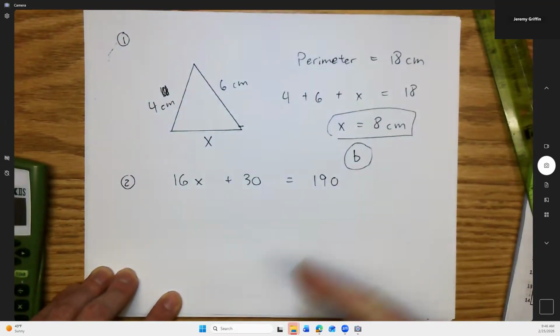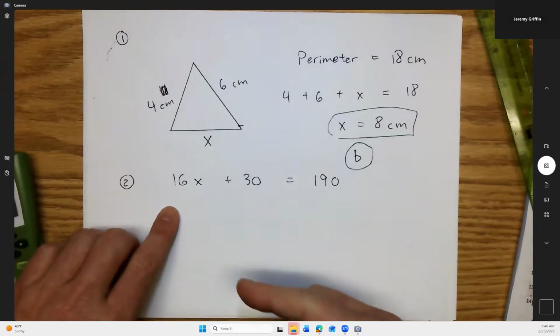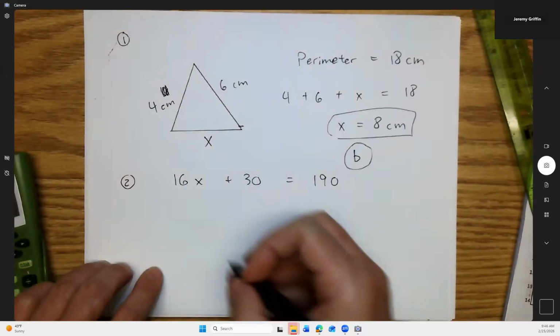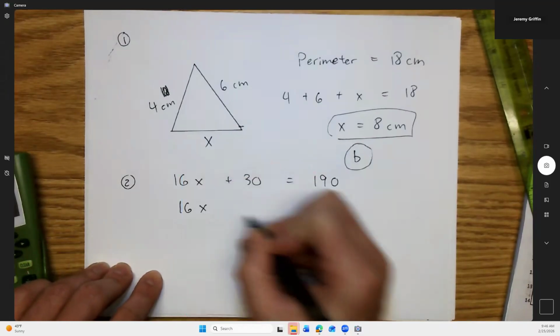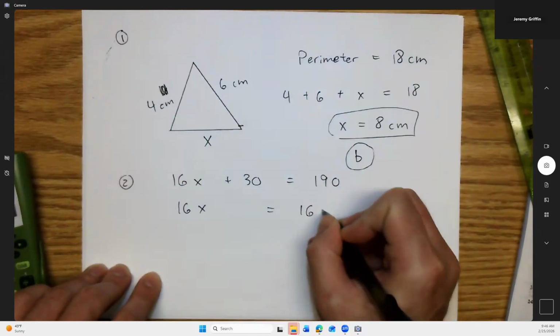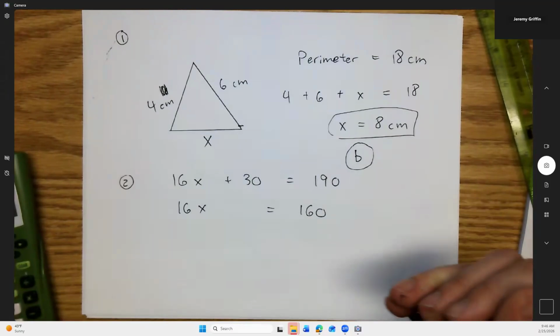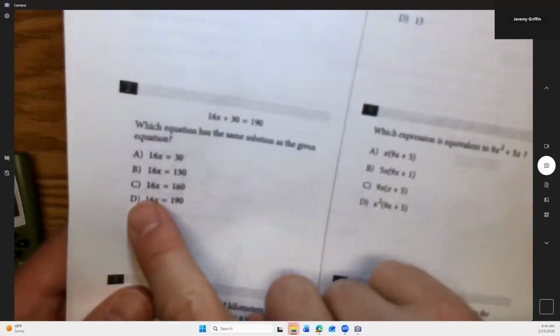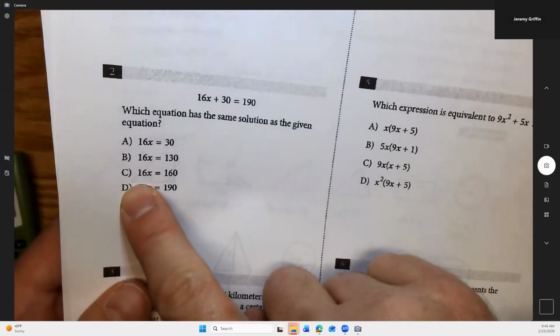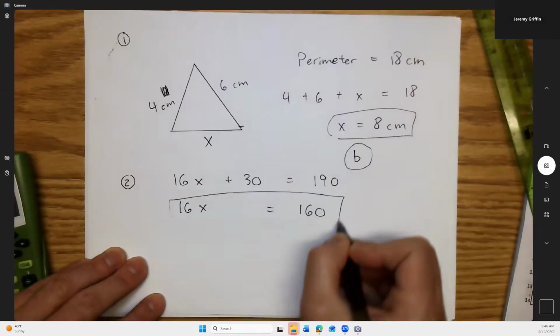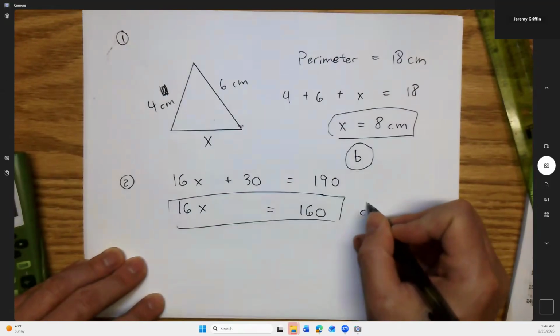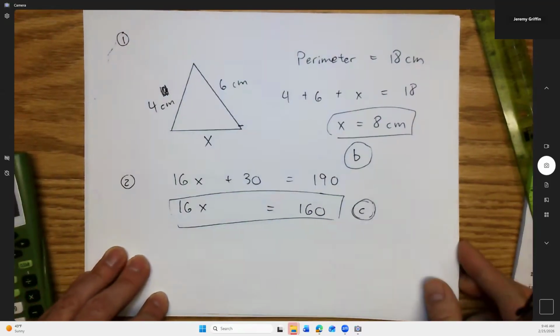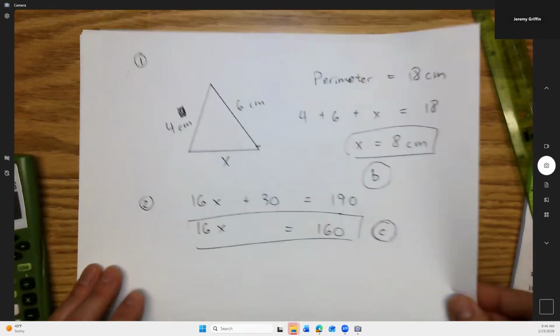If you just start solving with algebra, what's the first algebra step to solve for x? Move the 30 over. Yeah, subtract 30. Is that 160? I think that's what they're looking for. So the option is C. Number 2 is C. This is the full answer, and the multiple choice is C. Everybody's got 2 is C? There we go.